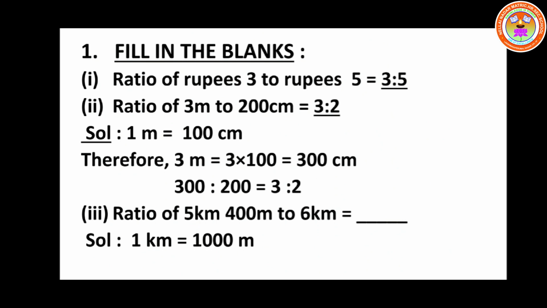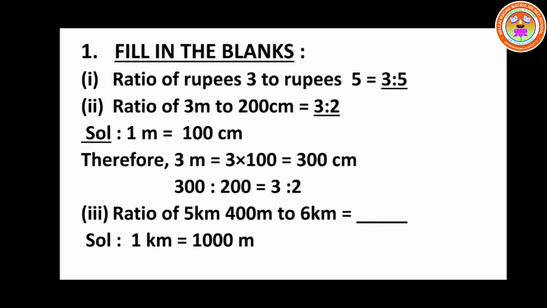Now come back to your ratio. 3 meter is to 200 centimeter. That is your question. Now we have changed the 3 meter into what? 300 centimeter. So your answer is 300 is to 200. Now look at the question, children. You have 300 with two zeros and 200 with two zeros. You can cancel directly the zeros and your final answer is 3 is to 2.